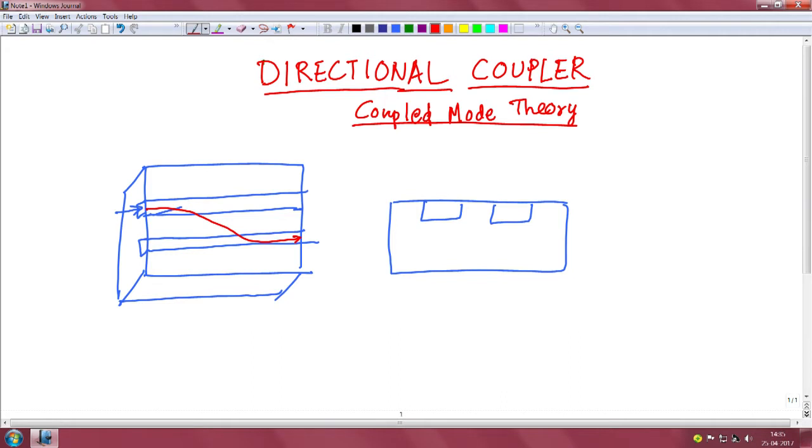So, we can change the parameters like the spacing of the waveguides or the length of interaction or the refractive index delta n between the waveguide and the substrate and so on to get different properties of this structure. So, in order to study the properties of this, we use what is called the coupled mode theory.